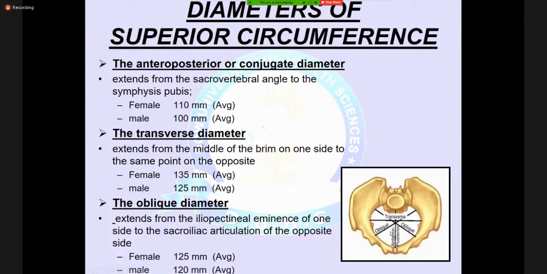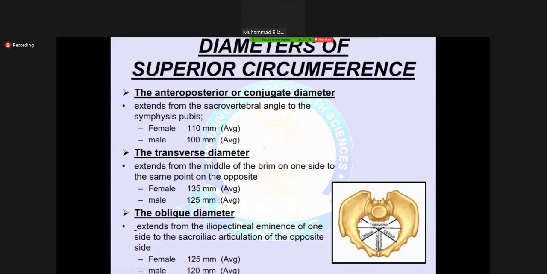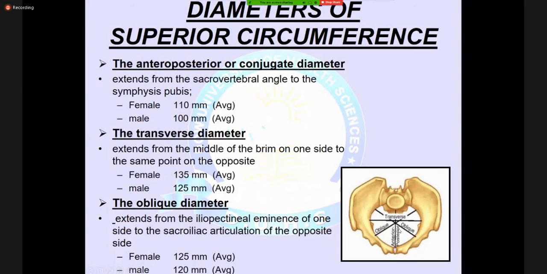There is a transverse diameter extending from the middle of the pelvic brim from one side to the other side. And then there is an oblique diameter extending from the iliopectineal eminence over here, right up to the relation of the sacroiliac joint, lying very close to it. So we have an anterior, a transverse, and an oblique diameter.